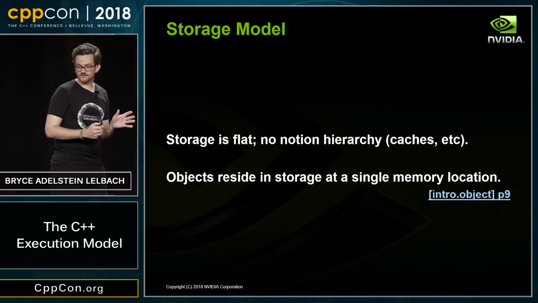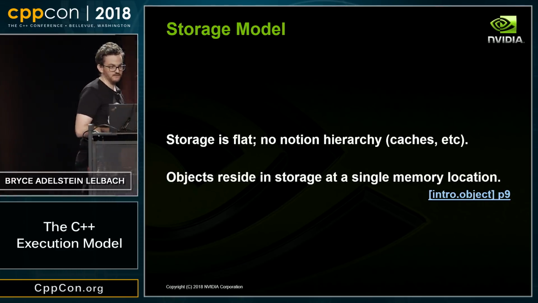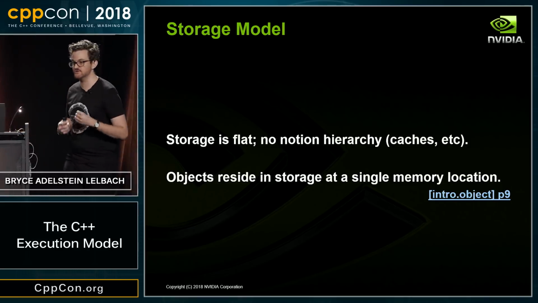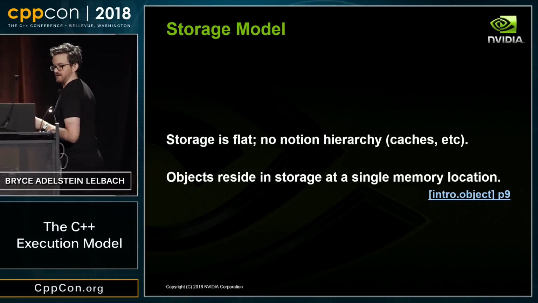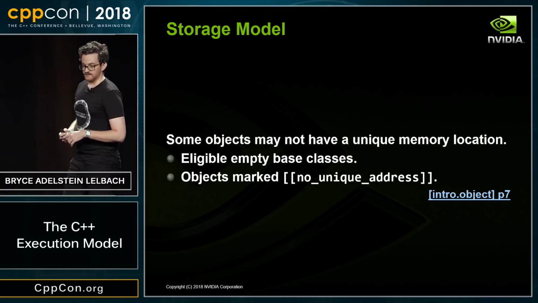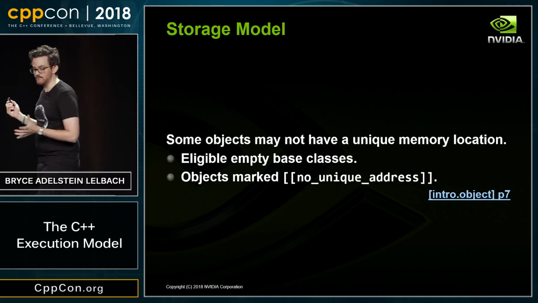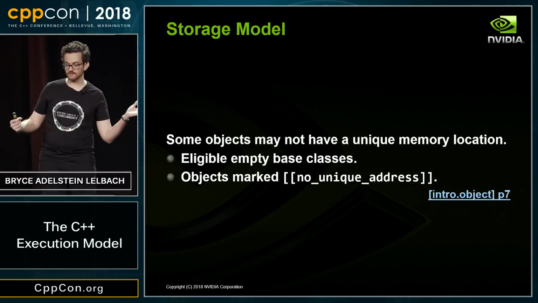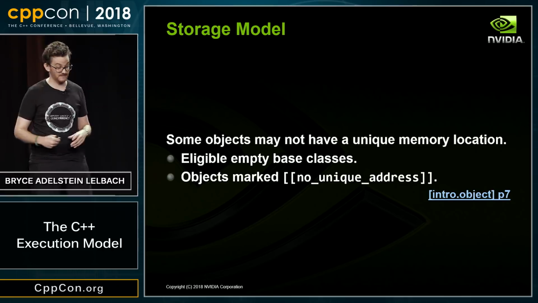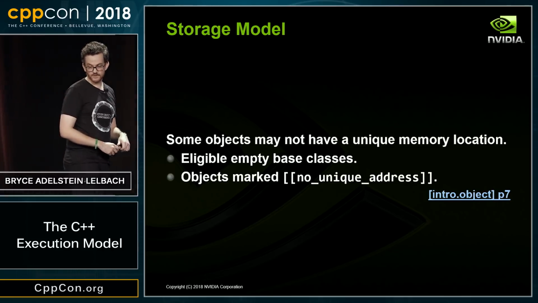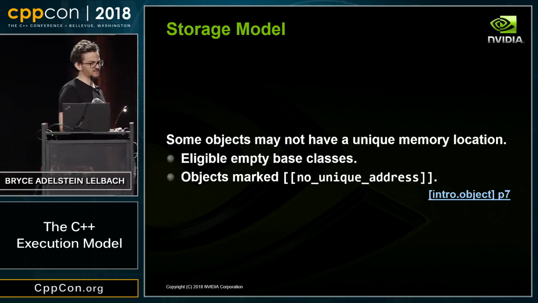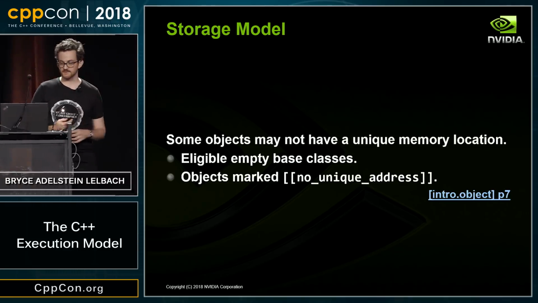The storage is flat. There's no notion of hierarchy in C++ today. There's no notion of caches or memory hierarchy or NUMA or anything like that. Objects reside in storage at a single memory location. Some objects may not have a unique memory location, such as empty base classes that can benefit from the empty base class optimization, or objects marked with no unique address, which I believe is new as of C++20, not C++17.